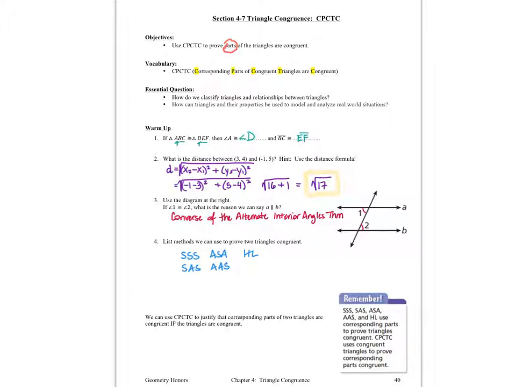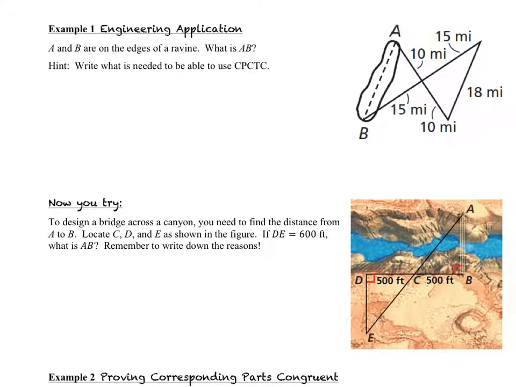Let's take a look at example number 1. In example number 1, we've got an engineering application. It says points A and B are on the edges of a ravine. What is the length of segment AB, or the distance between the two points A and B? Hint, write down what we need to be able to use CPCTC. So let's see what we've got so far. We have two segments that measure 10 miles, so we know those two are congruent. We also have two segments that measure 15 miles, so we know those two are congruent.